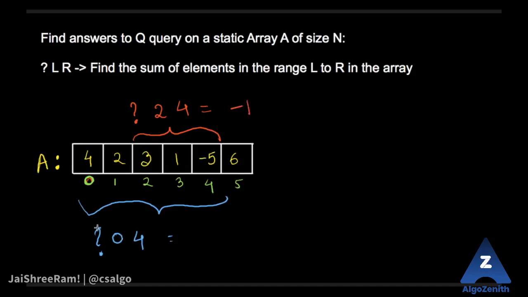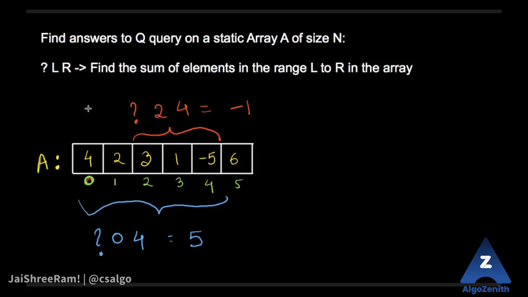What about this ? 0 4? That is this whole range from 0 to 4: 4, 2, 3, 1, -5. If we find the sum of this, it becomes 5. A lot of such queries keep coming, and you need to tell me the result of all of the queries one after another. So how can we do this?